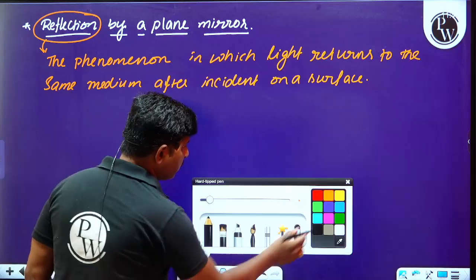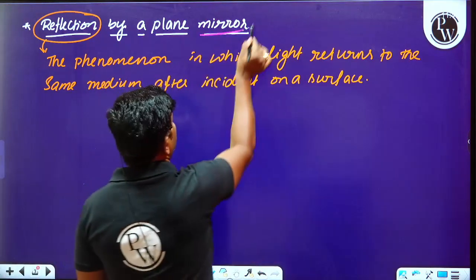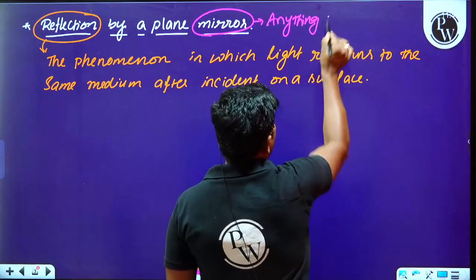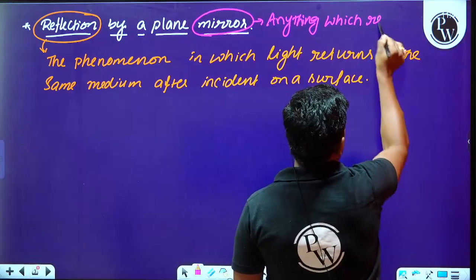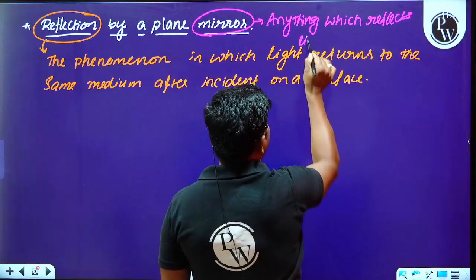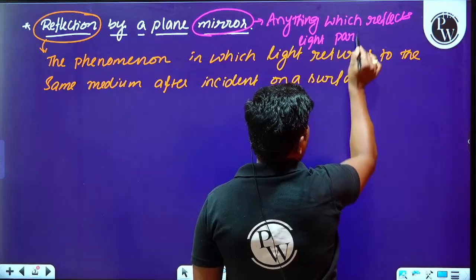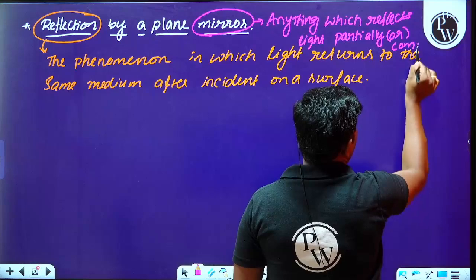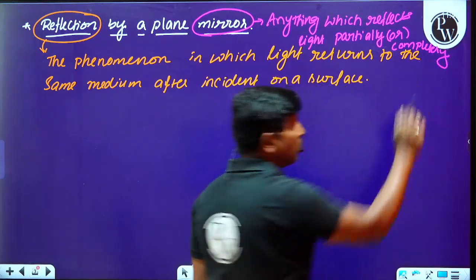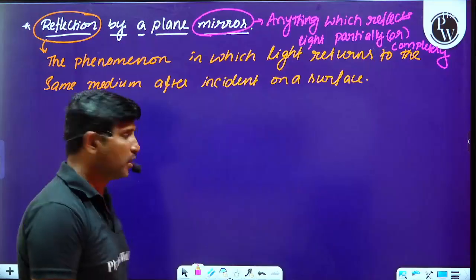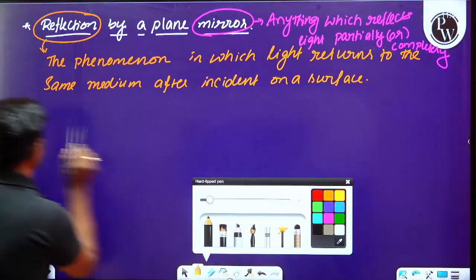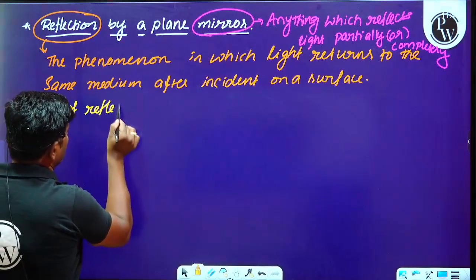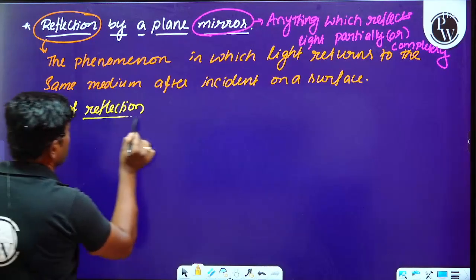So what is a mirror? A mirror is nothing but anything which reflects the light, partially or completely. I hope you are understanding each and every point. From this topic, first of all, we have to understand what the laws of reflection are. Let us have an idea about these laws of reflection.